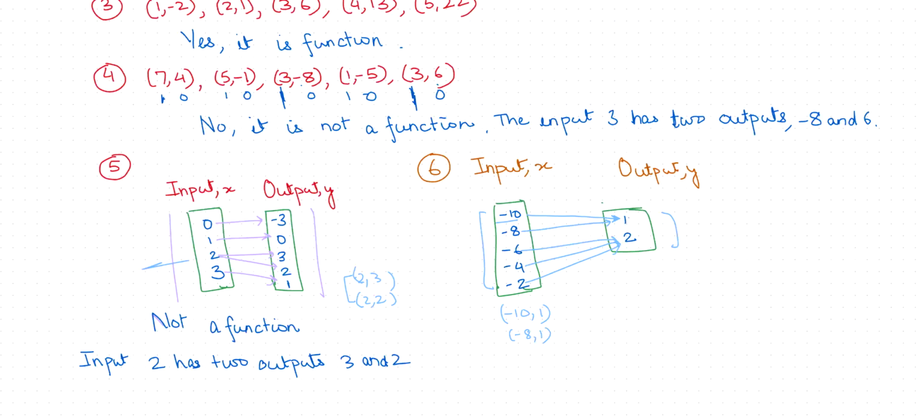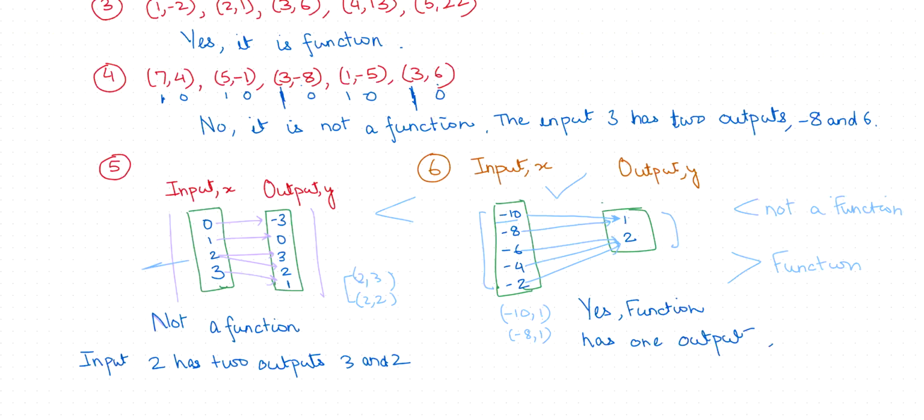Whenever we solve these questions, if the arrows go like this, then we say it is not a function. And if it is like this, we say it is a function. So this is a function because each input has exactly one output. And this is a function because each input has one output.